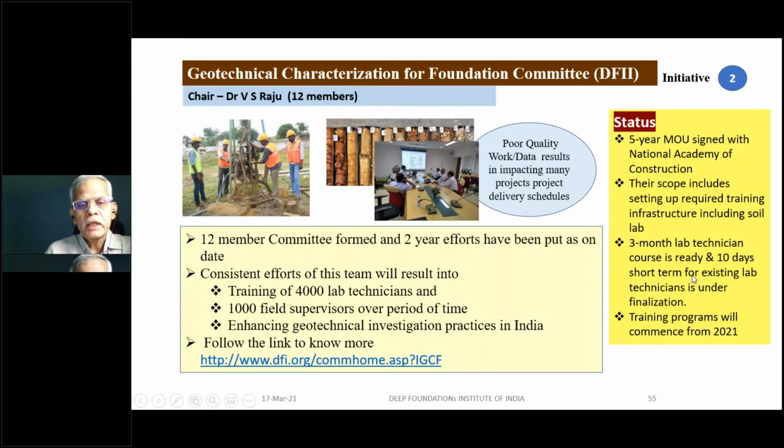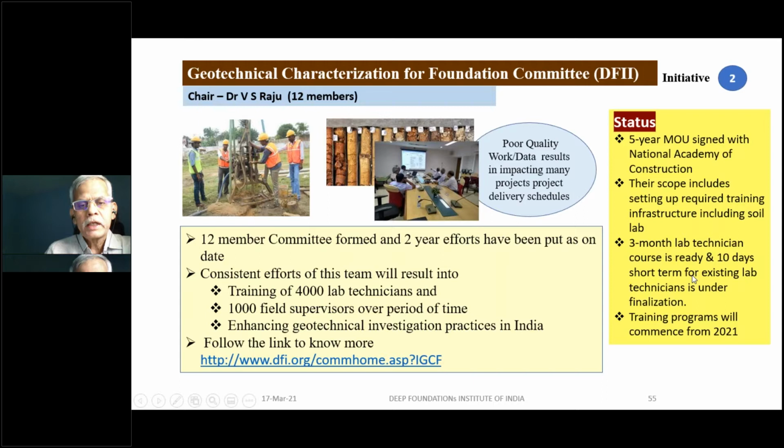And this is another interesting committee, the Geotechnical Characterization of Foundation Committee. DFI set up this committee under the chairmanship of the retired director and professor of IIT Delhi, Dr. V.S. Raju, to promote good practices relevant to geotechnical investigation. Today it's acknowledged that many projects are suffering time and cost overruns and contractual issues, and one of the reasons is our inability to implement good geotechnical investigation practice. That committee's goal is to develop and implement skill training programs to cover 4,000 lab technicians currently employed in the industry and also 1,000 field supervisors.